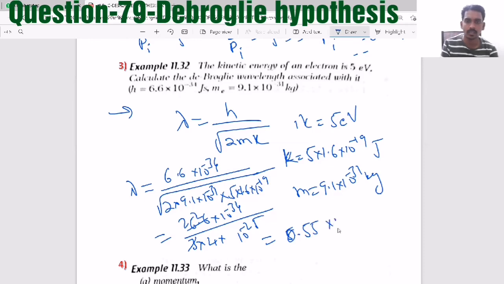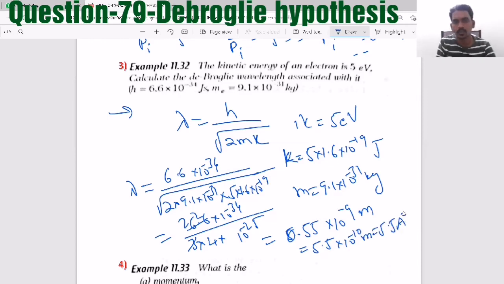which is 0.55 into 10 power minus 9. So this is in terms of meter. Then I can write it as 5.5 into 10 power minus 10 meter, nothing but 5.5 angstroms.